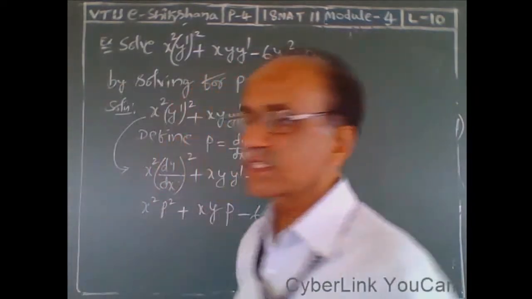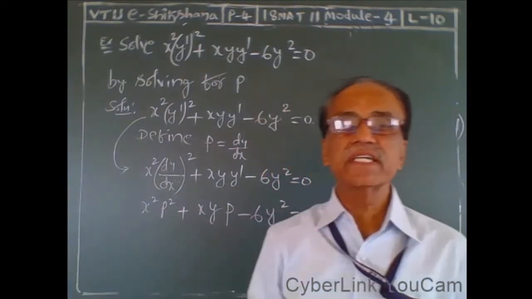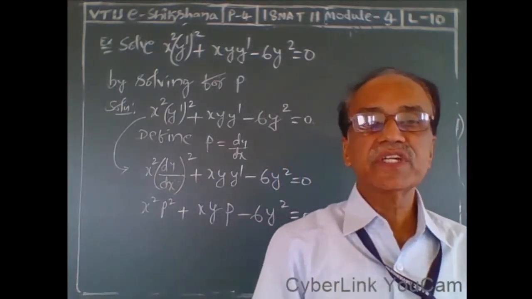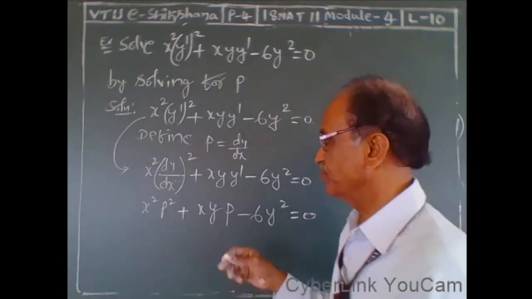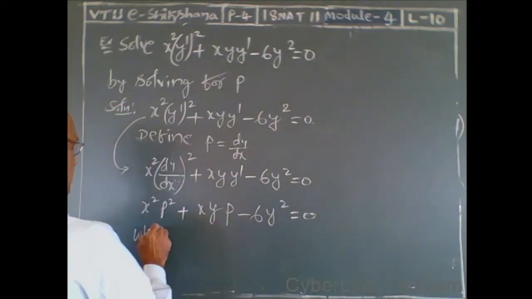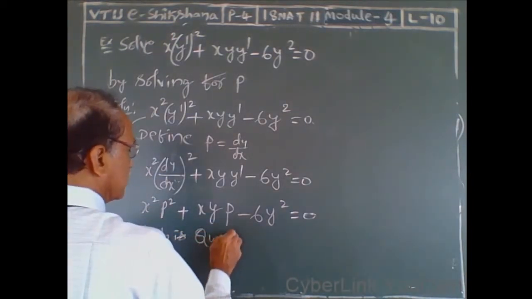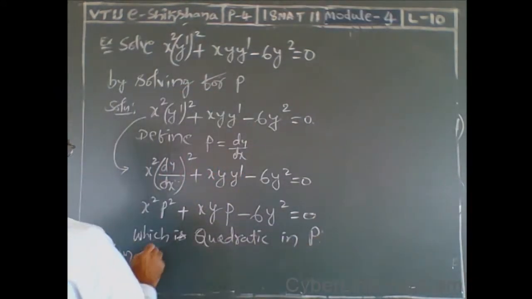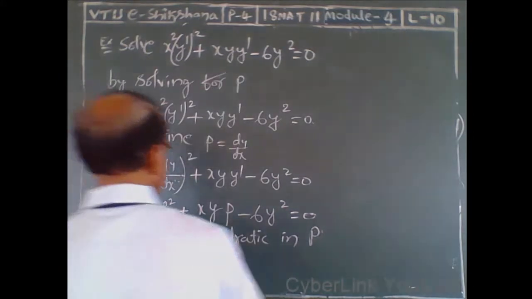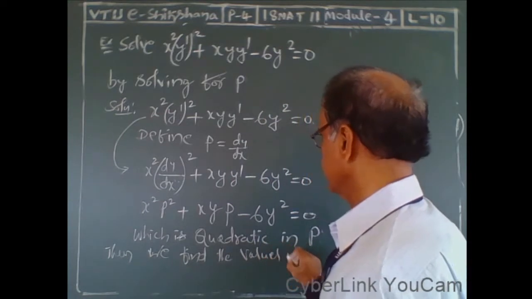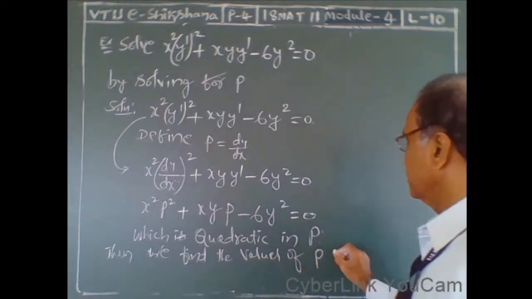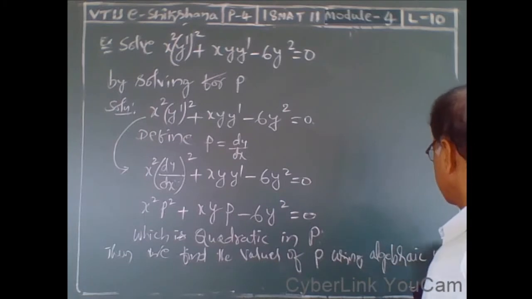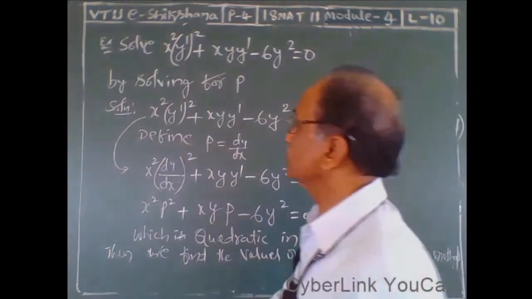Once again, we treat this equation as quadratic in p. We consider it first order, but the degree is different, so we can consider it as a non-linear differential equation. At this stage, which is quadratic in p, we find the values of p using the algebraic method as follows.